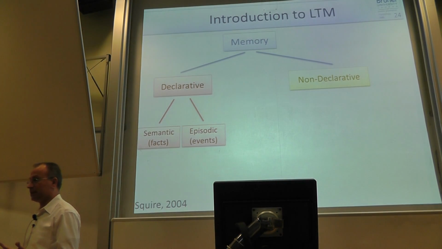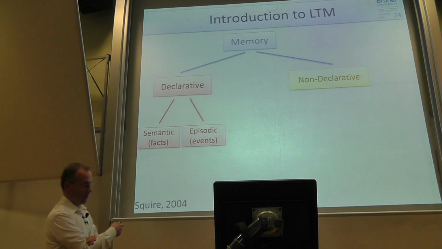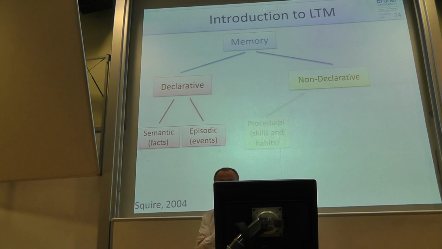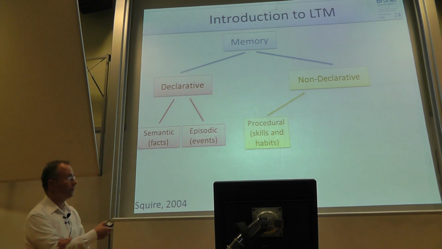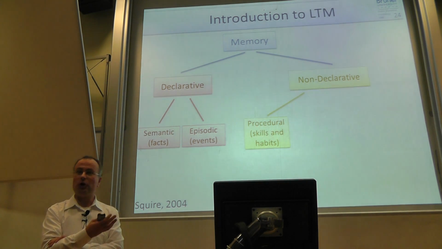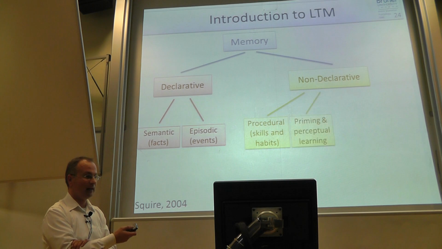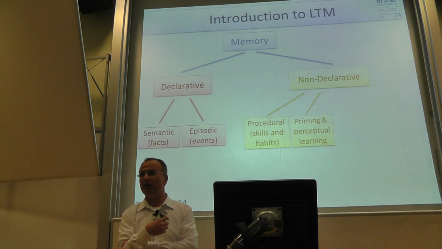Then we have non-declarative memory. This is defective in both of our protagonists in different ways. Non-declarative memory is like skills, like knowing how to do. But there are further categories, for instance, priming and perceptual learning.